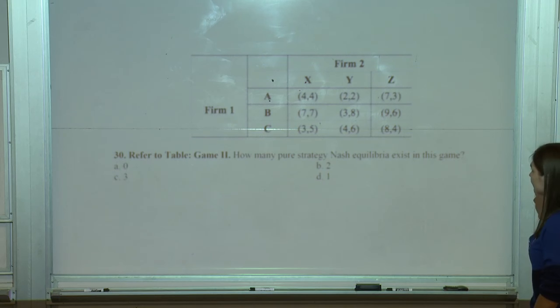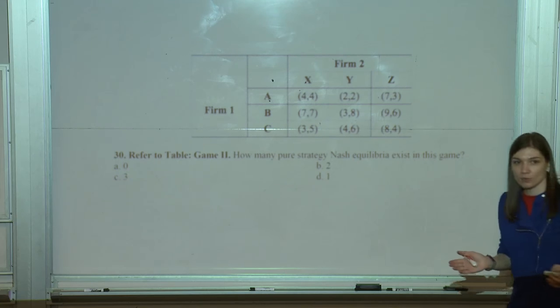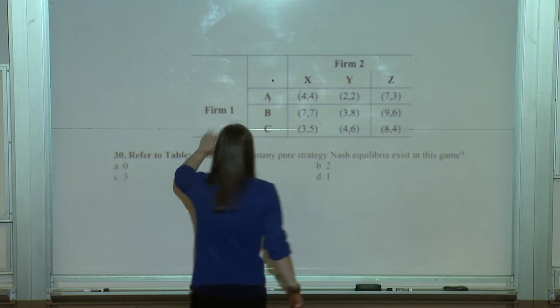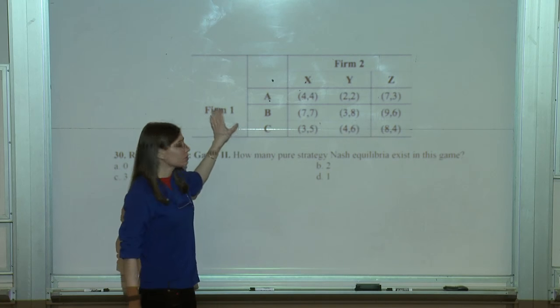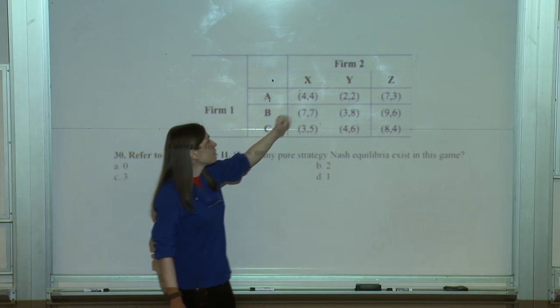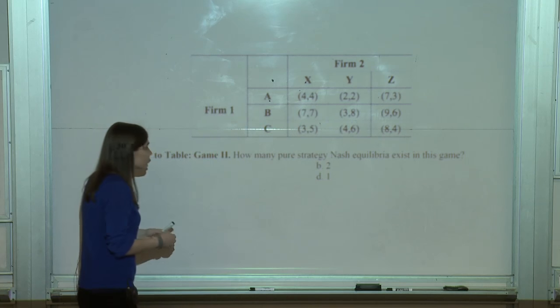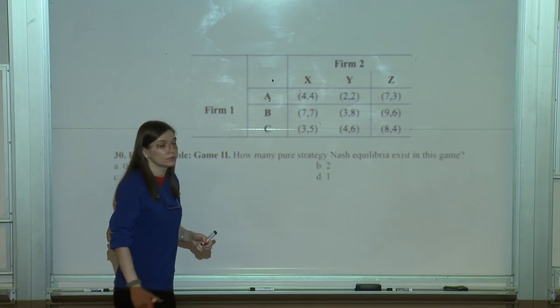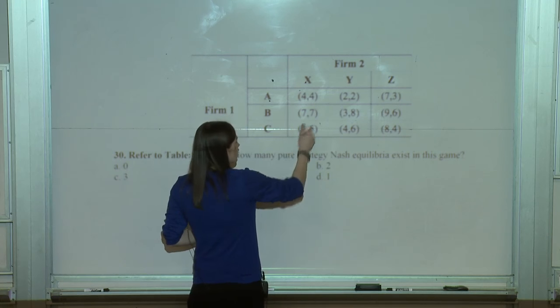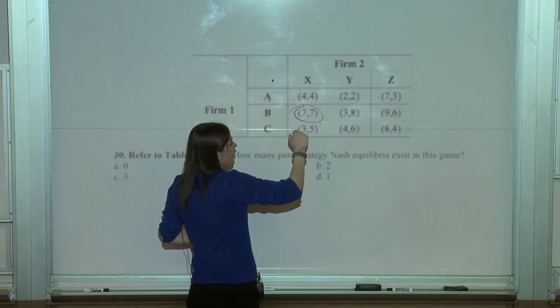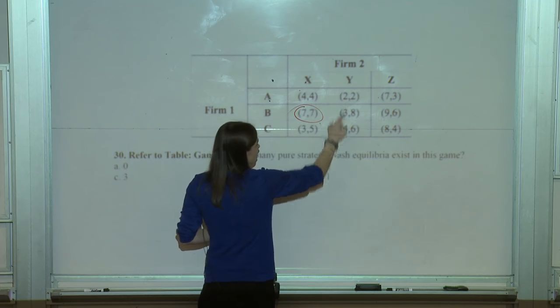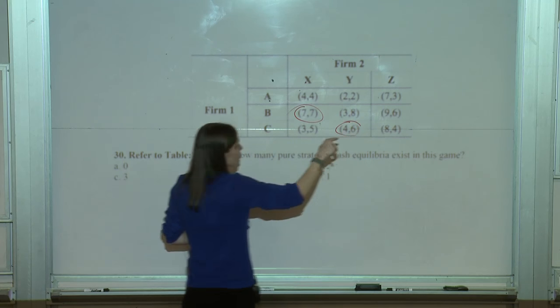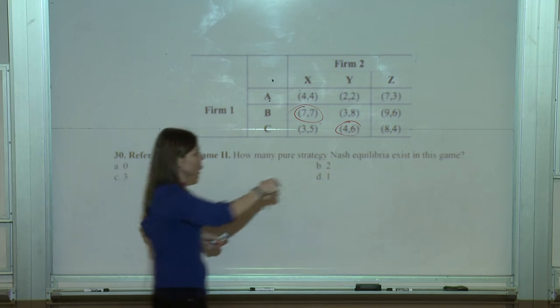All right. Game. How many pure strategy Nash do we have in this game? Same as before. So, from A, I'm from A. So from 1, I'm from 1. If 2 is to choose X, what would I do? B, right? Because it gives me 7. If they were to choose Y, what would I do? C. C, right? Because it's 4 higher than the others. If they were to go with Z, B, because it's 9.